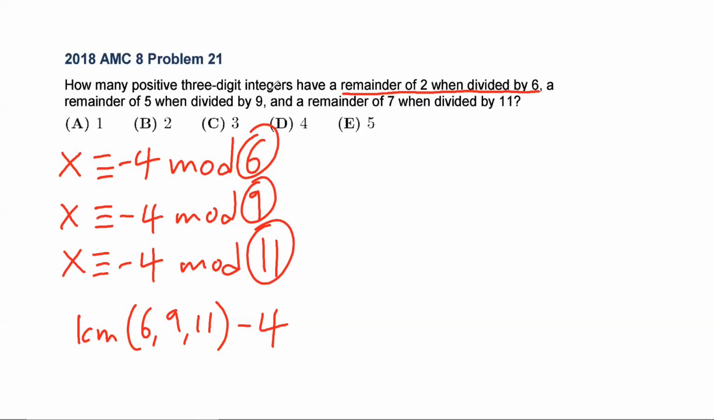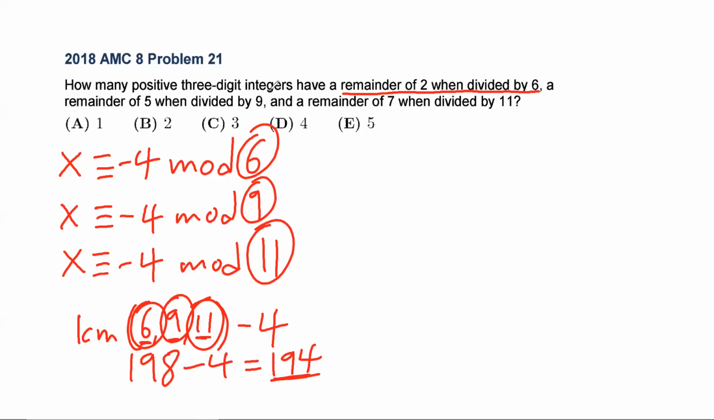For anyone that doesn't know, LCM stands for least common multiple, and it means the smallest number that's a multiple of 6, 9, and 11. So if you take any of the integers 6, 9, and 11 and multiply it by some whole number, you would get that number. So people are saying that the LCM is 198. So 198, when you subtract 4, should give you 194. So this is actually the smallest possible x that works.